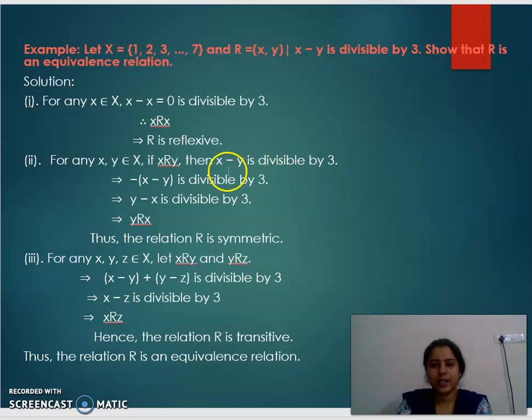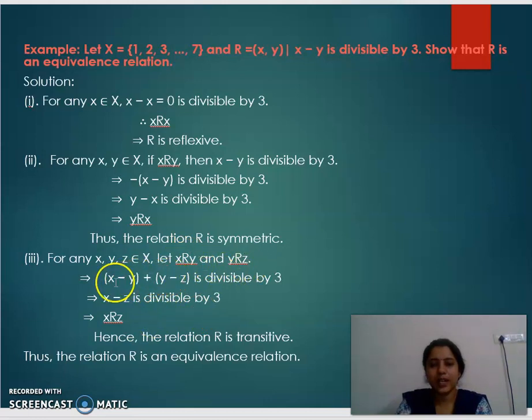For symmetry, if x minus y is divisible by 3, then y minus x also must be divisible by 3. How do we prove this? If x minus y is divisible by 3, then minus of (x minus y) is also divisible by 3. If a positive number is divisible by 3, the negative number is also divisible by 3. So if we apply the minus here, we get y minus x, which means y minus x is also divisible by 3, meaning y is related to x. If x is related to y, then y is also related to x. So it is symmetric.